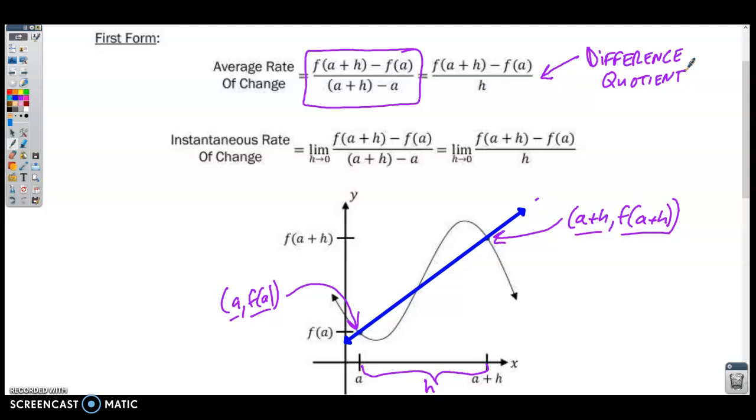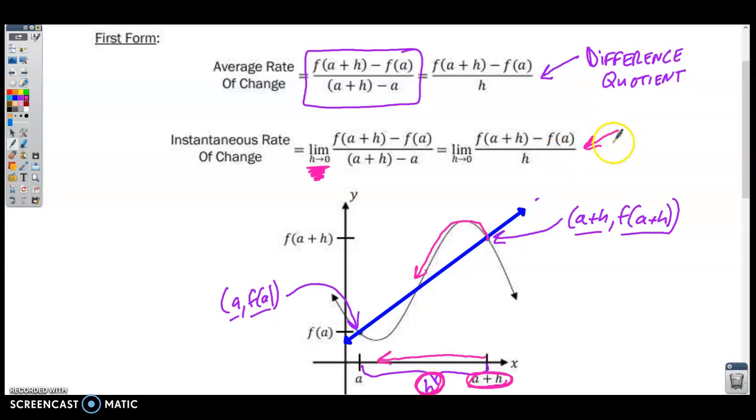Now, if I want to find the instantaneous rate of change at A, what I'm doing is taking this point A plus H on the curve and sliding it along the curve towards the point where the x-coordinate is A. So I'm moving this value this way. I'm letting this parameter H get closer and closer to 0. So really that's the only difference between the formula for the average rate of change and for the instantaneous rate of change: I'm taking the limit here as H gets closer and closer to 0. And that gives us our formula for the instantaneous rate of change right here.